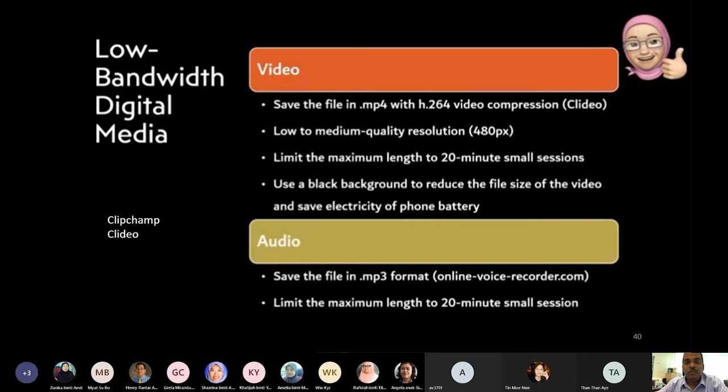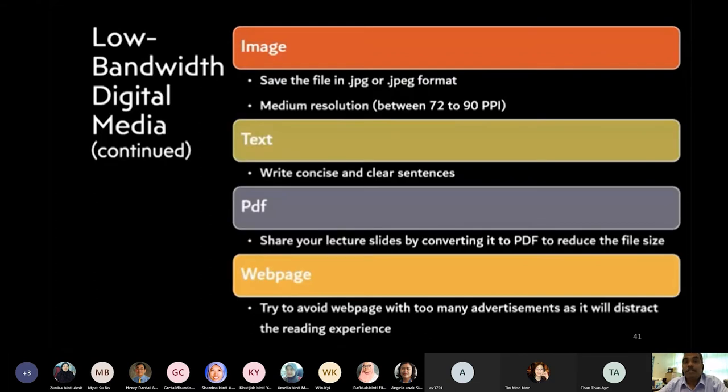Audio files also, you can compress and make into a smaller size. And images, text files, and also PDF. But text files and PDFs are not much of a problem, and they are already small in size. Even so, if you want to reduce the size further, you can actually do it. You can zip the file before you give it to the students. So these are the things you have to consider when you are providing materials for your students.